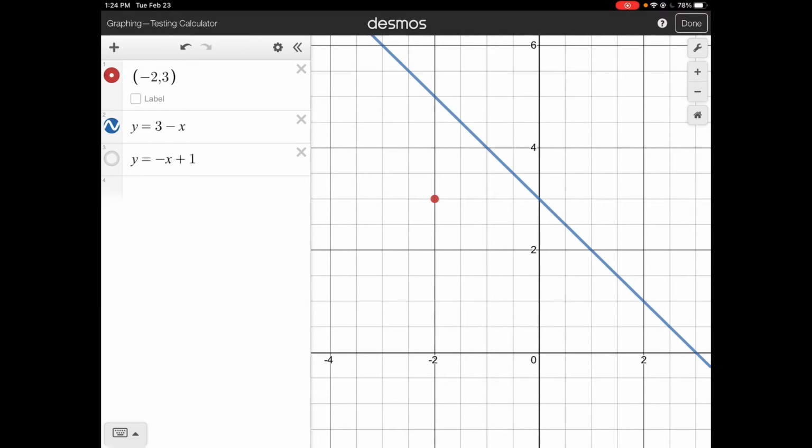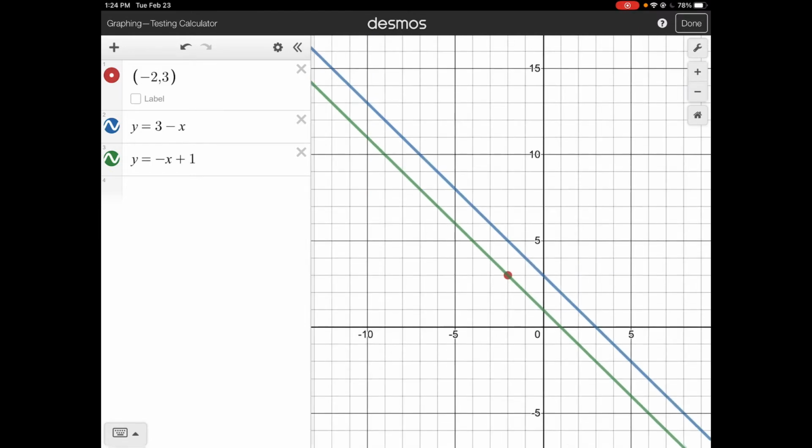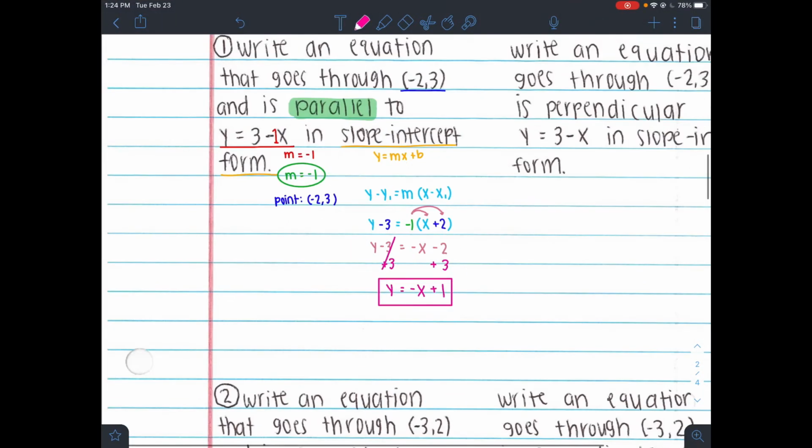Earlier, this is all that we were given. We're given the line, and then we're given a random point. And then they want us to create a line that goes through that red point, which we did, and is parallel to the blue one, which is exactly what we did here. All right, so that's all you do for that one.